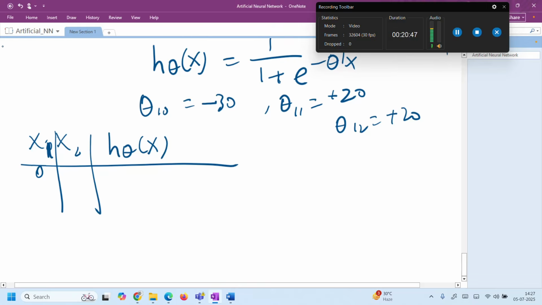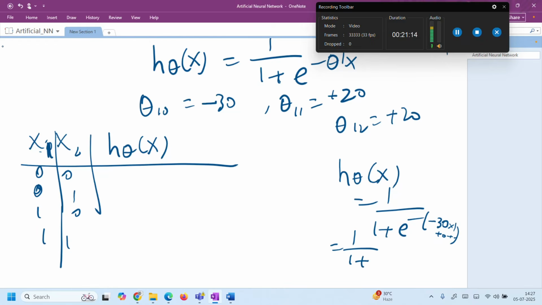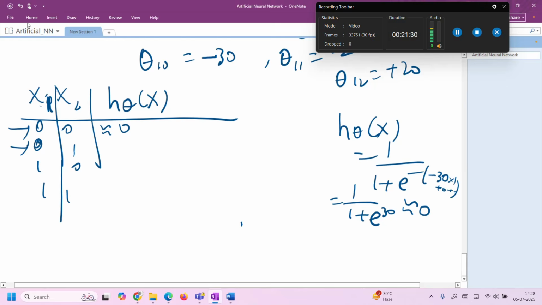Now we have 0 0, 0 1, 1 0 and 1 1, right? So when both x1 and x2 are 0, what is h theta of x equal to? 1 divided by 1 plus e to the power minus, so the first term is theta 10, so it is minus 30 into 1 plus 0 plus 0, so it becomes 1 divided by 1 plus e to the power 30. E to the power 30 is very high, so it is approximately equal to 0, so you can write here approximately 0.